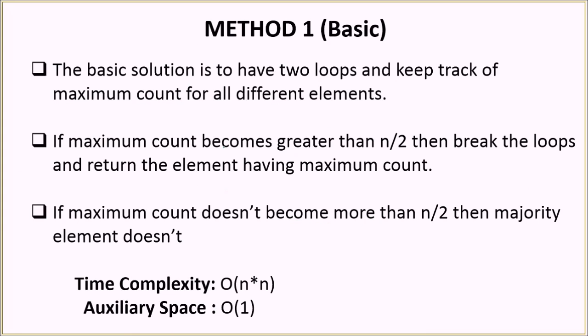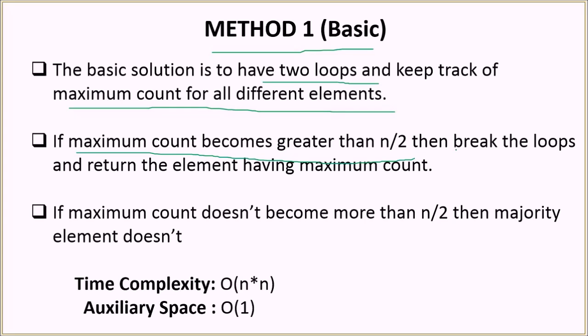Okay, so let's look at method one. This is the basic method. The solution is that you run two loops and keep track of the maximum count of all the different elements. If the maximum count becomes greater than n by 2, then break from the loop and return the value having the maximum count. If the maximum count doesn't become more than n by 2, then the majority element doesn't exist, so you print none in this case. The time complexity will be order of n square and the auxiliary space will be order of 1.